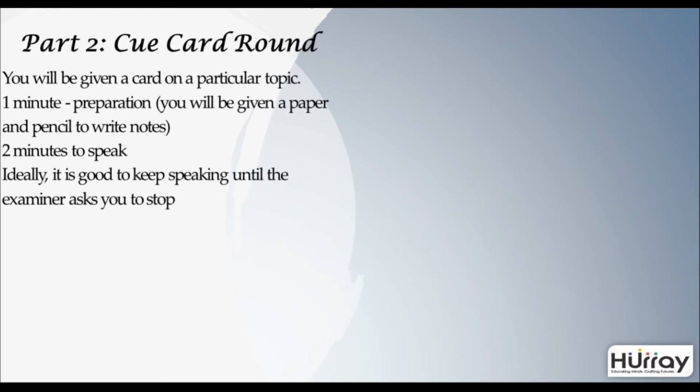Here is the part 2 round, which is also called the cue card round. Here you will be given a card on a particular topic. You will get 1 minute for preparation. You will be given a paper and pencil to write down notes. And then you have to speak for 2 minutes without interruption. Ideally, it is good to keep speaking until the examiner asks you to stop.